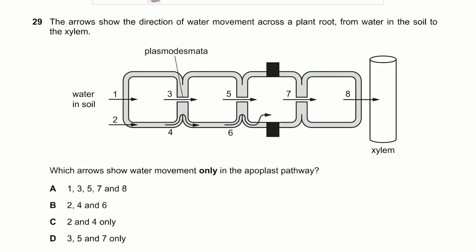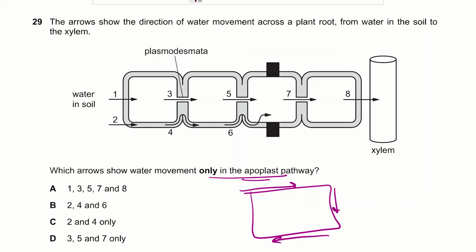The diagram shows the direction of water movement across a plant root from water in the soil to the xylem. Which arrow shows water movement only in the apoplastic pathway? So we've discussed the apoplastic pathway enough in the last question, but very briefly it is the transport of water through the cell walls, cellulose cell wall of a plant cell. And the water does not enter the cell because entering the cell is in the symplastic pathway. Therefore, let's see the suggestions that we have here.